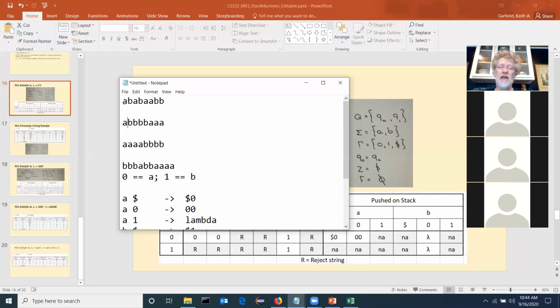With this string, the A adds a 0. This B will take it off. Now I'm at empty stack. This B is looking at an empty stack. So what does it need to do? It needs to say, hey, there's an additional B here. So it adds a 1 to the stack, adds a 1 to the stack, adds a 1 to the stack. Now I've got 3 1s on the stack. This A takes the first one away, this one takes the second one away, this one takes the third one away, and we're back to empty stack.